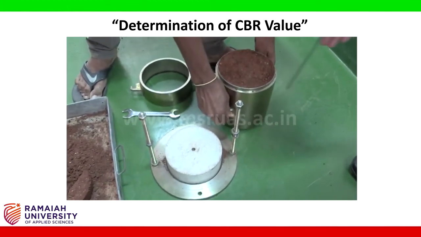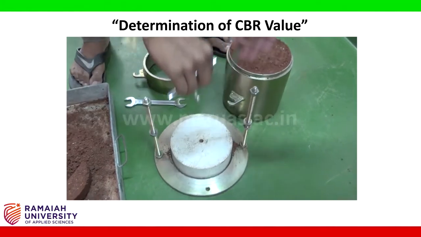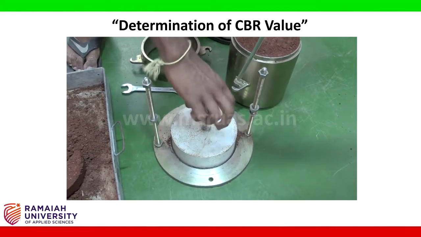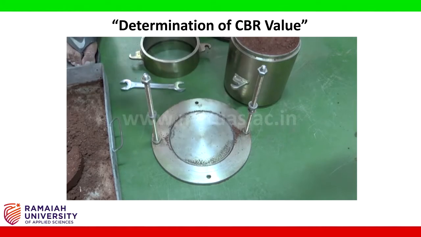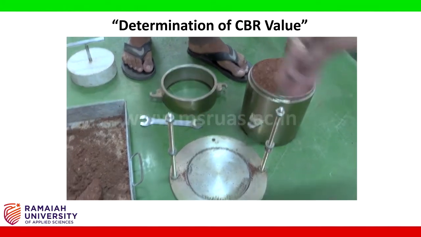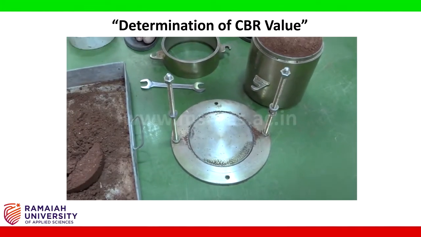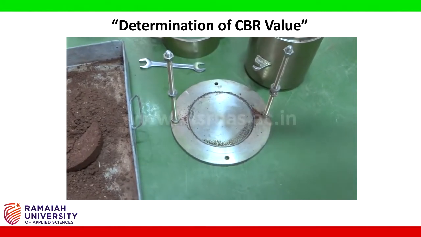The moment the mold is lifted, we have the spacer disc left behind, which needs to be fixed with the handle and removed out. Once the base is ready and the spacer disc has been removed, place a filter paper at the bottom.